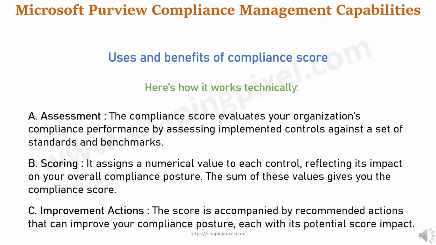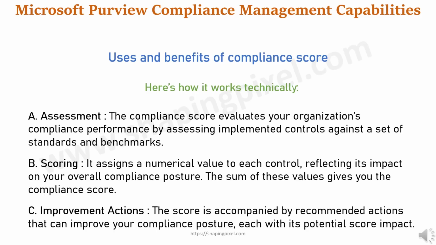Here's how it works technically. A. Assessment. The compliance score evaluates your organization's compliance performance by assessing implemented controls against a set of standards and benchmarks. B. Scoring. It assigns a numerical value to each control, reflecting its impact on your overall compliance posture. The sum of these values gives you the compliance score.